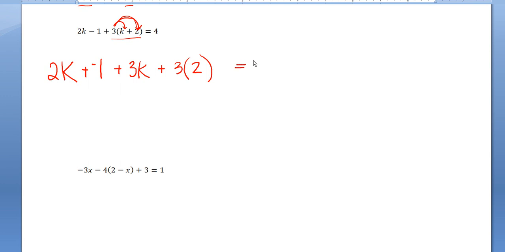And I still have my equals 4. Let's go through and do a little more simplification. 2k, add negative 1, plus 3k. I'm just rewriting on that part. 3 times 2 is 6.